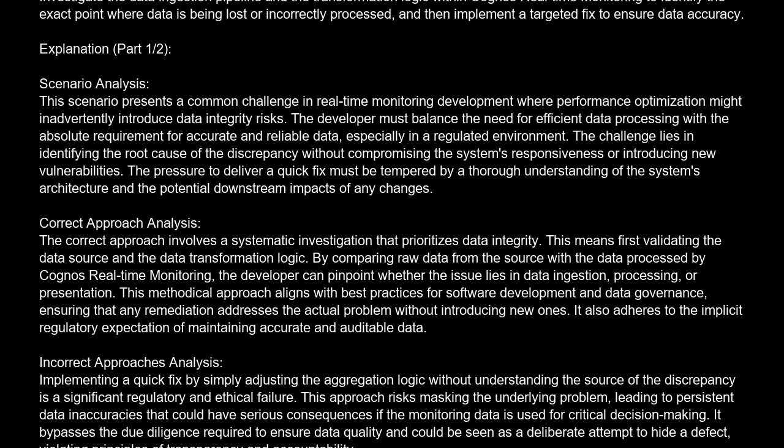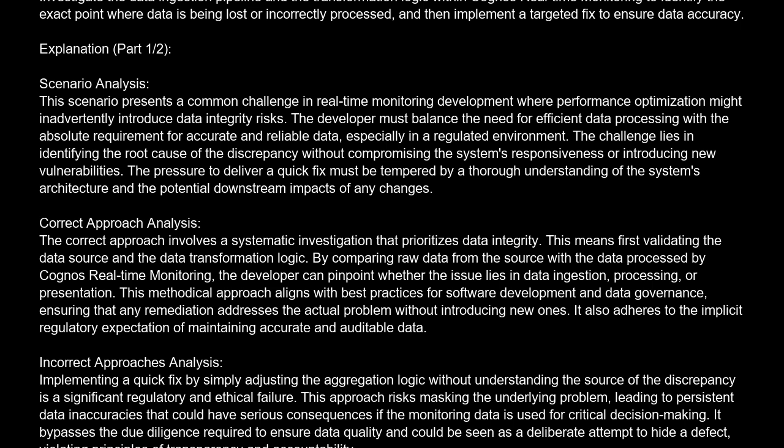This methodical approach aligns with best practices for software development and data governance, ensuring that any remediation addresses the actual problem without introducing new ones. It also adheres to the implicit regulatory expectation of maintaining accurate and auditable data.